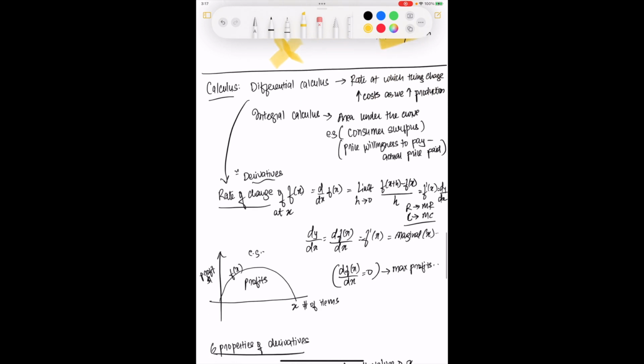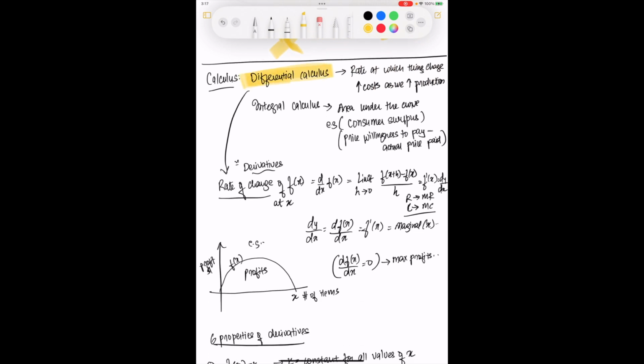The other important part is differential calculus, where we're trying to find out the rate at which some things change. For example, you want to find out how your cost is going to increase as you increase the quantity of goods that you produce. The amount of production goes up, how is your cost going to go up? The other part is integral calculus, where you're trying to find out the area under the curve, like how much is your customer willing to pay minus how much they actually paid. The difference between those two areas is the area under the curve, the consumer surplus, like how much they enjoyed as a surplus.